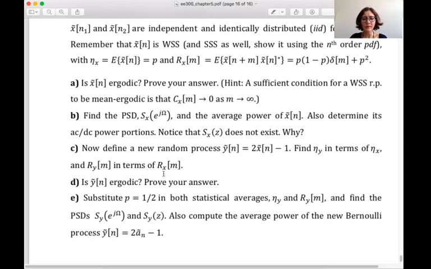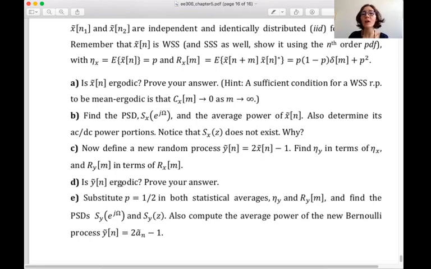In part C, we take this original random process. We saw that x of n was wide-sense stationary and ergodic, so it has all the nice properties. Now we generate a new random process, which is very tightly related to x of n. Actually, they are very tightly coupled. y of n is just obtained from x of n with a linear transformation: multiply by 2 and subtract the constant. Now we will first find the mean value and the autocorrelation function of the new random process.